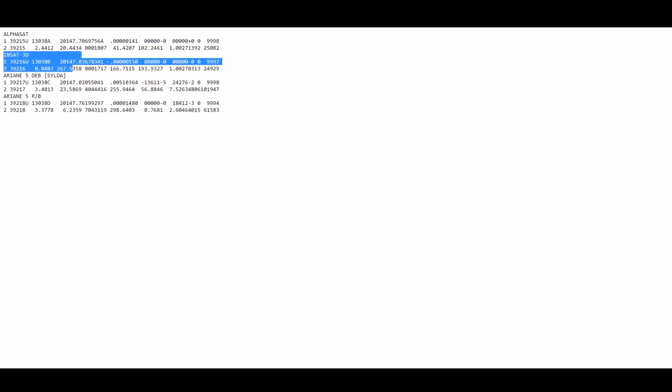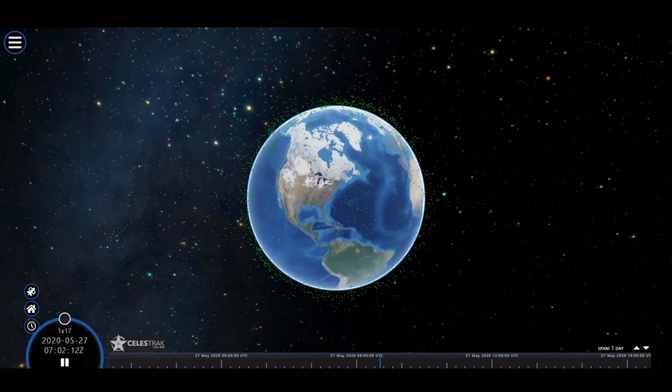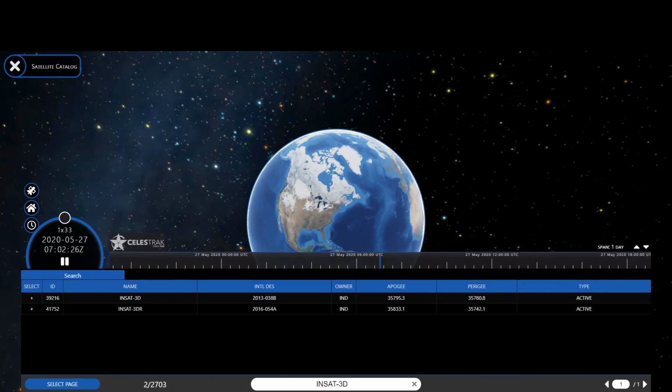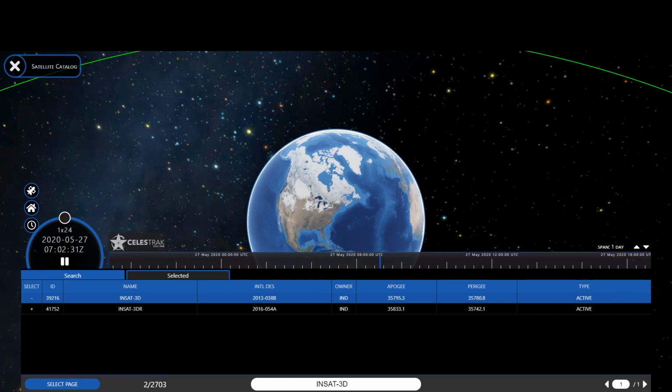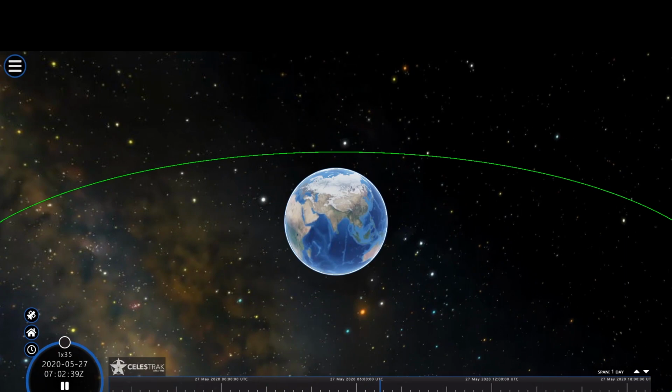The highlighted portion is the TLE information for the INSAT 3D satellite. Using this information, the satellite and its orbit is located and mapped in space. As can be seen, it is a geostationary orbit directly above India.